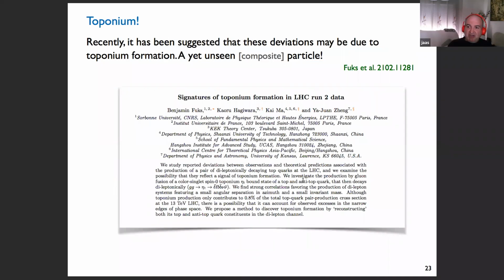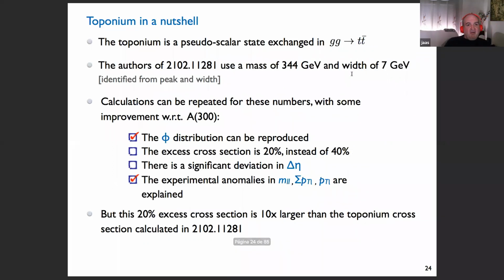A few days ago, a proposal came: toponium. Maybe you didn't notice the paper by a colleague of mine, Benjamin Fuchs, and two other people. They say that toponium, which is a bound state of a top and anti-top and has not yet been seen, could explain this anomaly in phi. Well, toponium is basically a pseudo-scalar exchange in gluon-gluon to t t-bar. So it works like the things that I have shown.